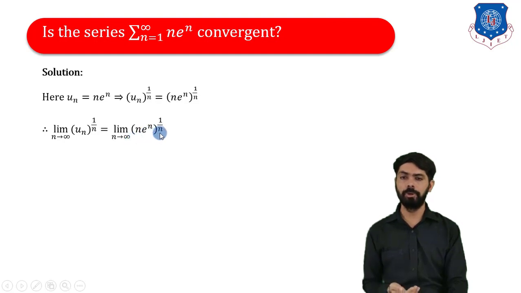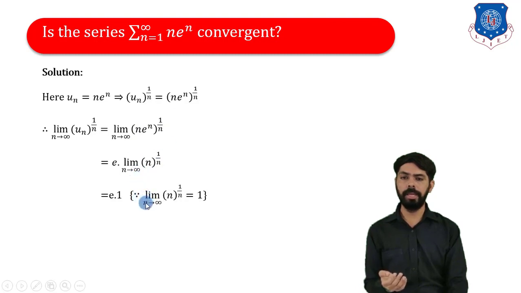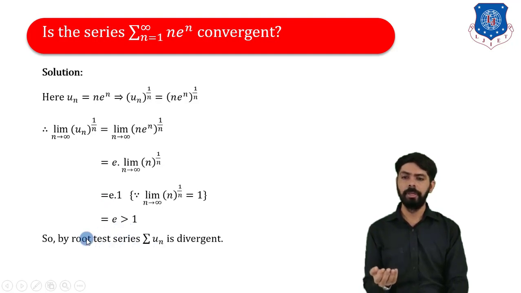So if we simplify this, then here it will be e into limit n tends to infinite n raised to 1 divided by n, because here e raised to n raised to 1 divided by n will be e raised to n into 1 divided by n. So n cancel out, so it will be e raised to 1 and it is e. Same way here n raised to 1 by n. So we know that limit n tends to infinite n raised to 1 by n is equal to 1. Therefore this will be e into 1, which is e, and value of e is 2.72, which is greater than 1. So by root test series sigma un is divergent.